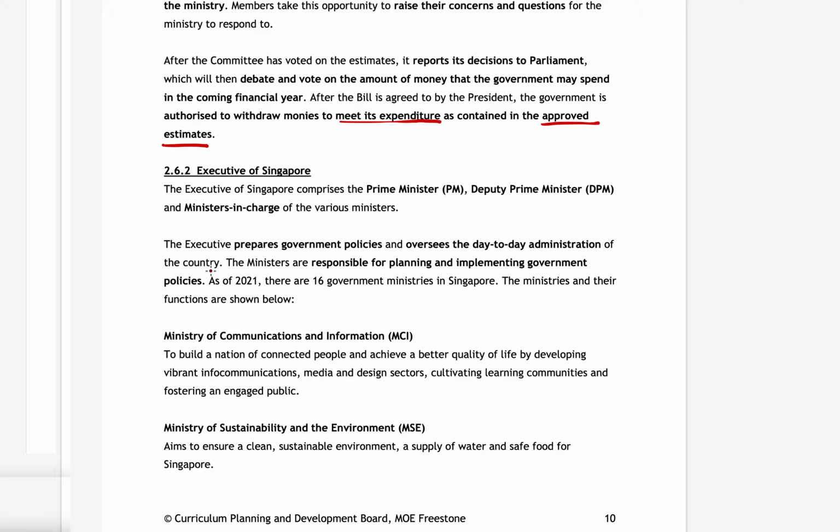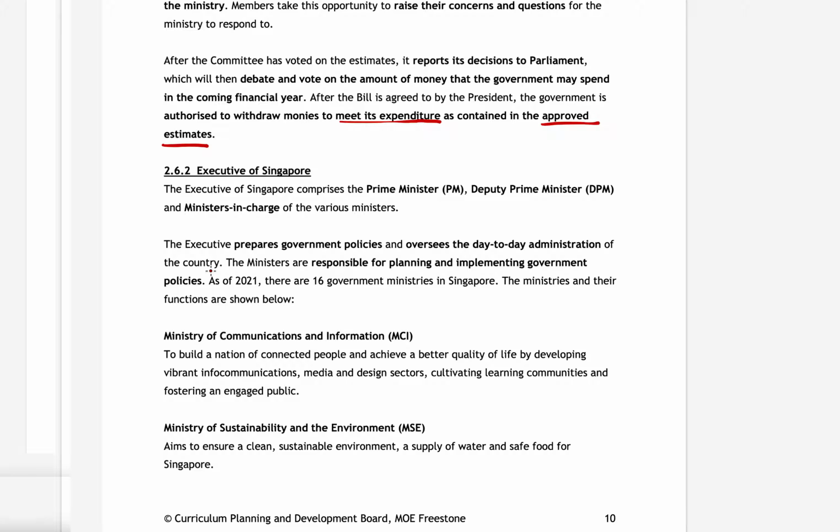Executive branch. The executive is the people that will actually execute the law. Just now we talked about the legislature. The people that make the law are known as the legislature. The executive will be the people that execute the law. The executive comprises the PM, DPM, and the ministers.